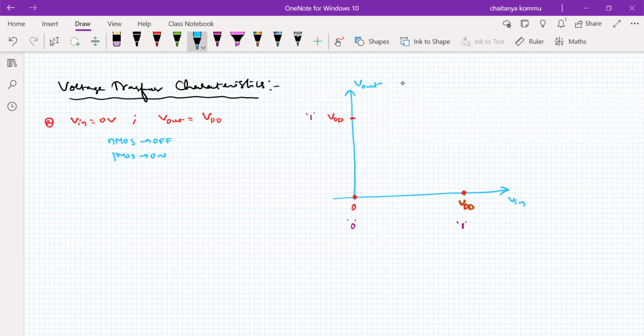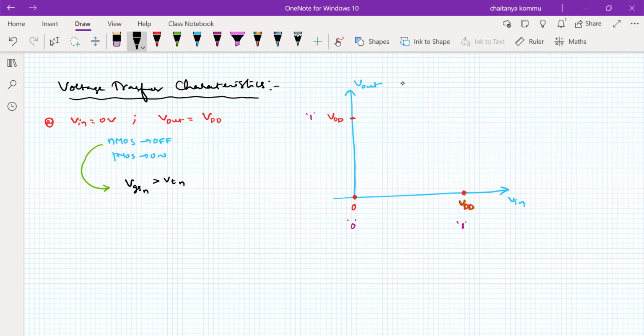Okay, when this Nmos will come out of the off state to the on state, this Nmos goes from off to on only when the VGS value of this Nmos transistor is greater than the threshold voltage of the Nmos transistor.